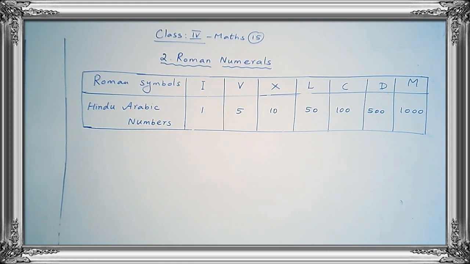Do it fast. First column is Roman symbols. Roman symbols are 7 symbols. Those are I, V, X, L, C, D and M. The next column is Hindu Arabic numbers. So here I stands for 1, V stands for 5, X stands for 10, L stands for 50, C stands for 100, D stands for 500 and M stands for 1000. Write it in the classwork note.